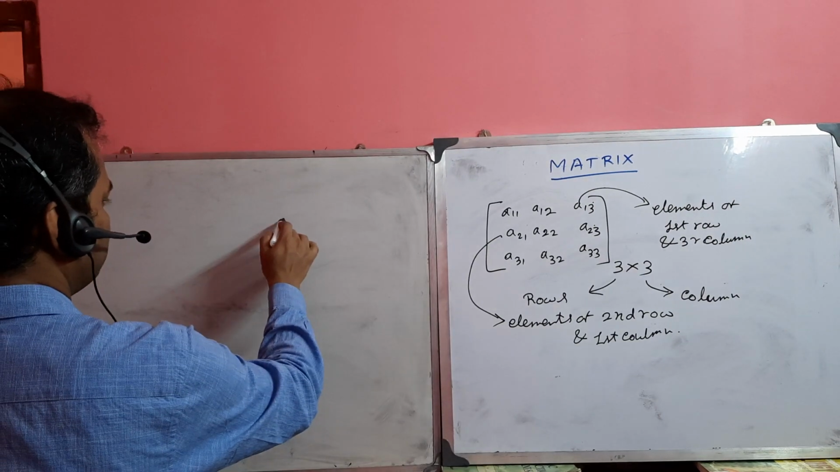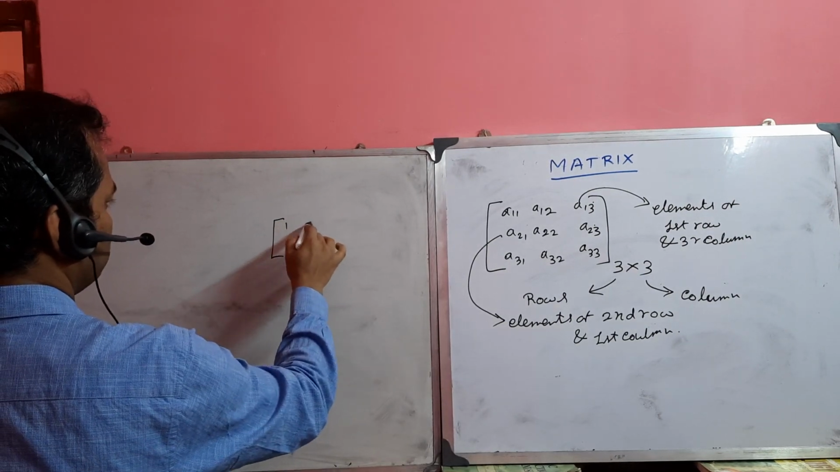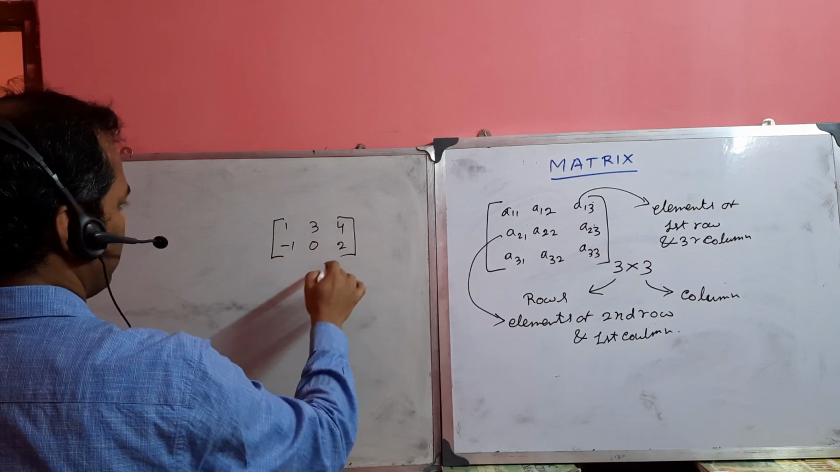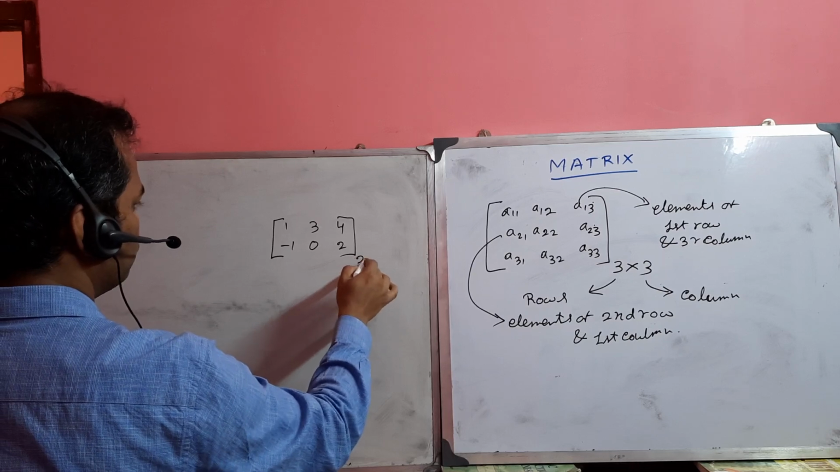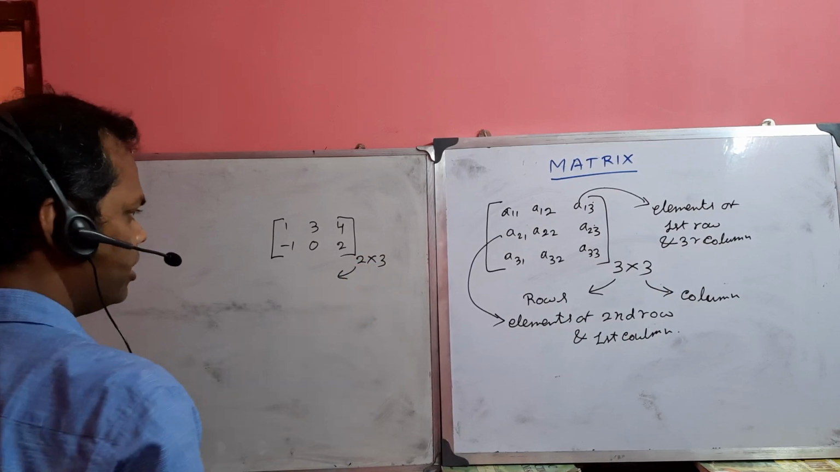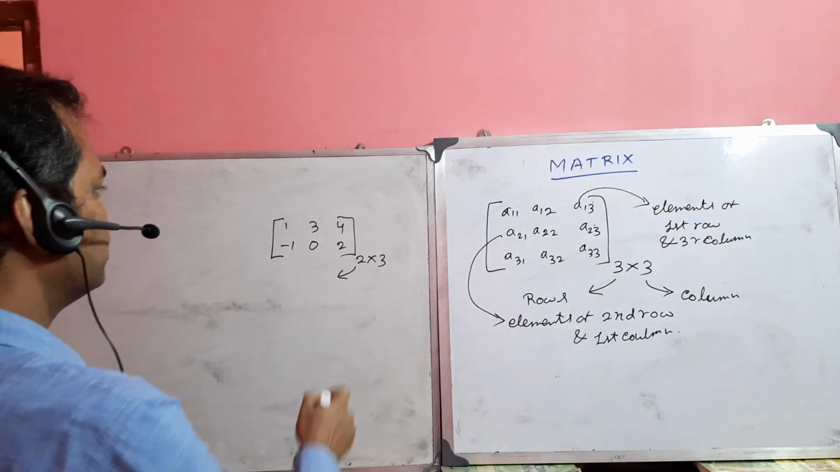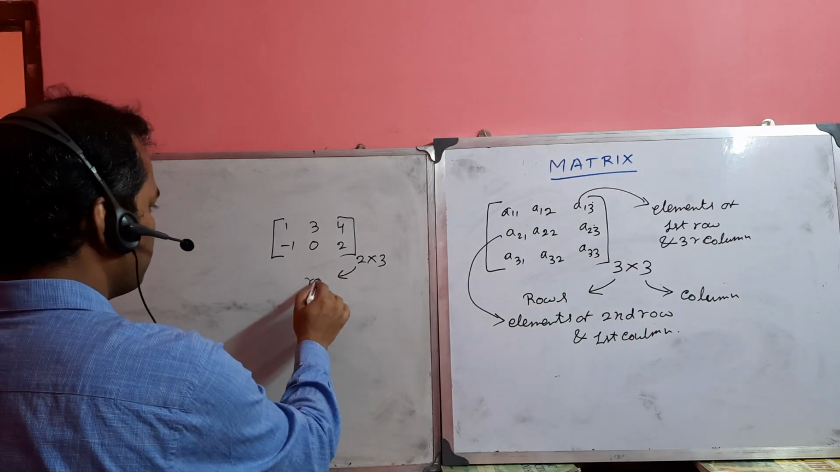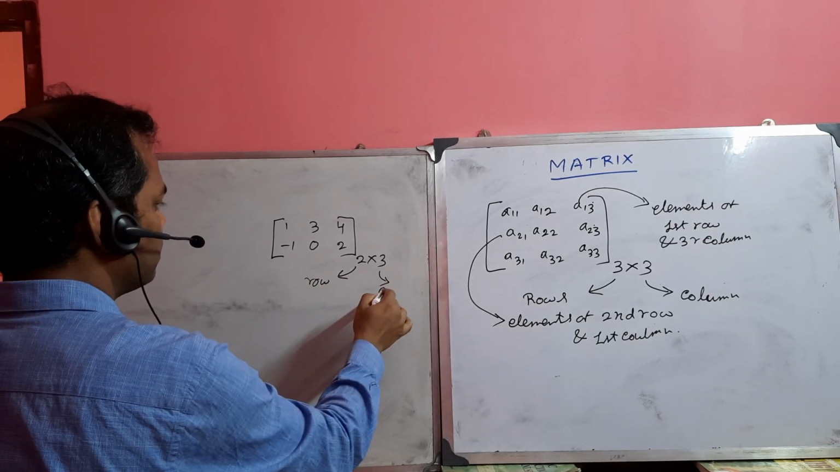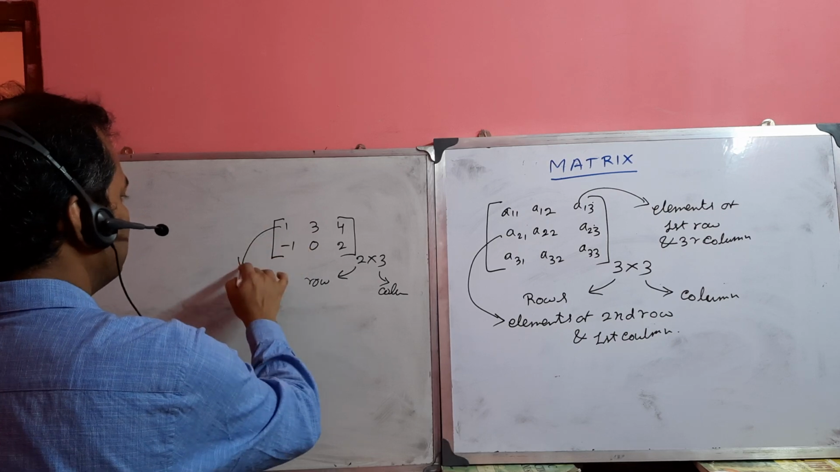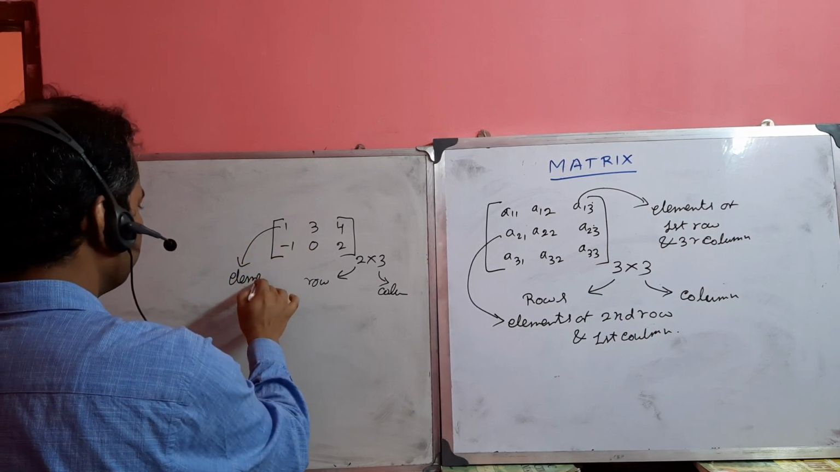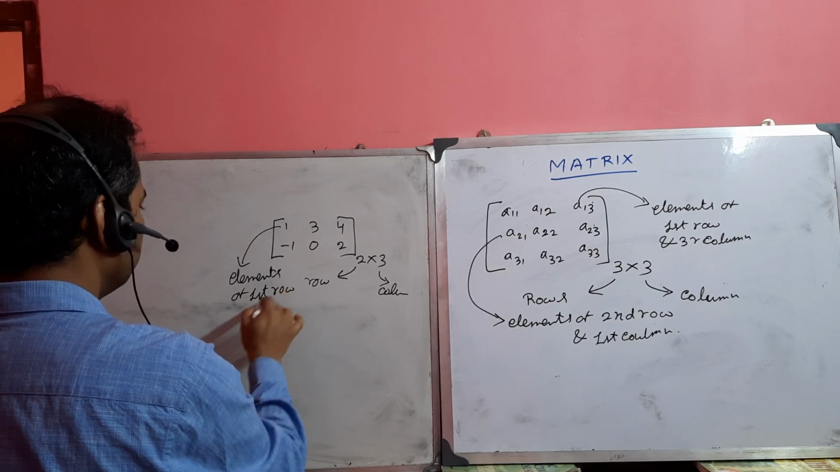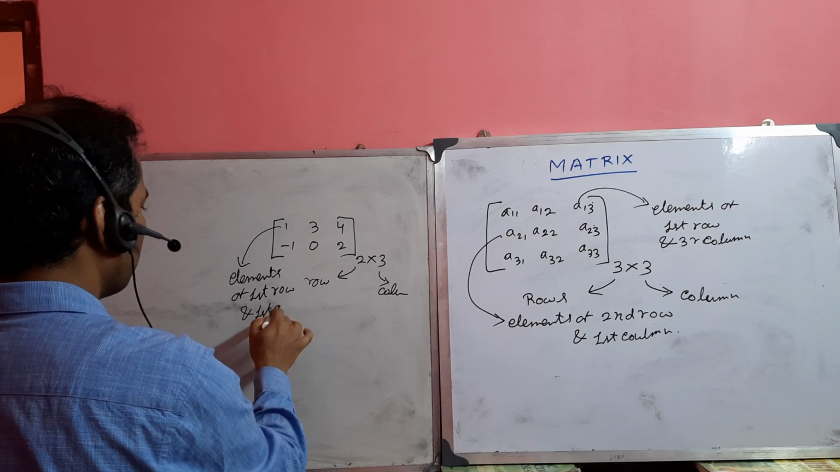If the matrix is like this, 1 3 4, minus 1 0 2, the order of this matrix is 2 by 3. We say 2 by 3, but at the time of writing we write 2 cross 3. The first one is the number of rows and the second one is the number of columns. These elements are the elements of the first row and first column.